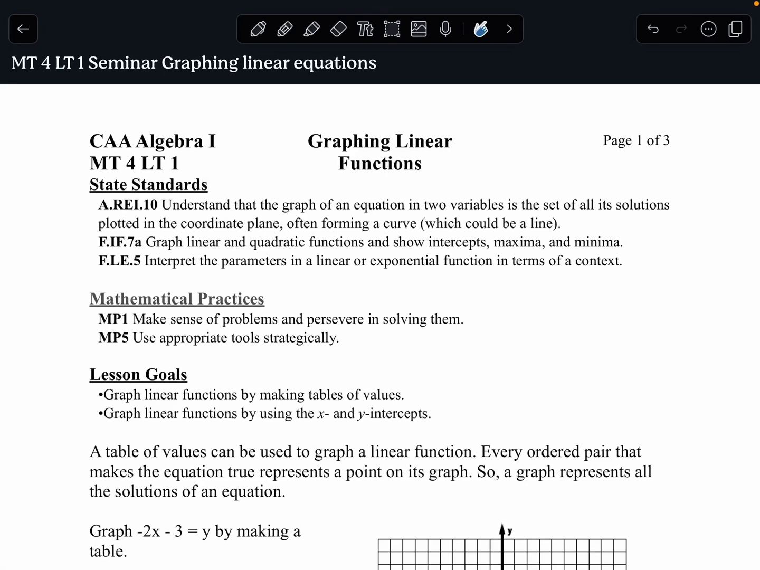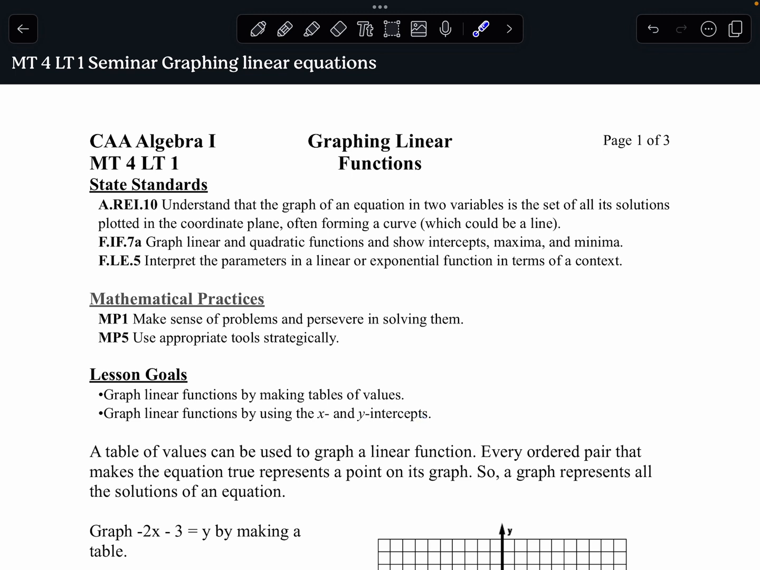Hello, let's take a look at your MT4 LT1 seminar. And we're going to look at our state standards today, and they all revolve around graphing. And we're going to make sense of problems by graphing them today. I want you to graph linear functions by making a table, and we're going to look at the x and y intercepts.